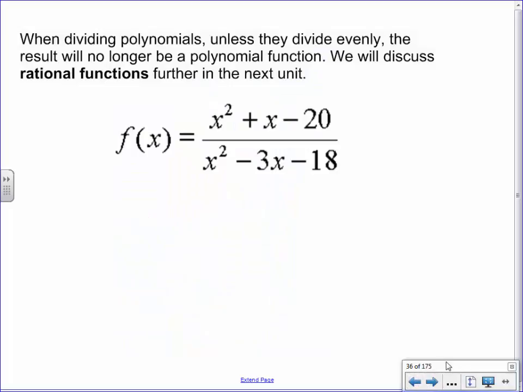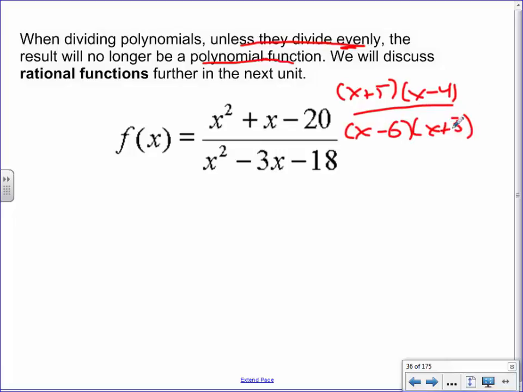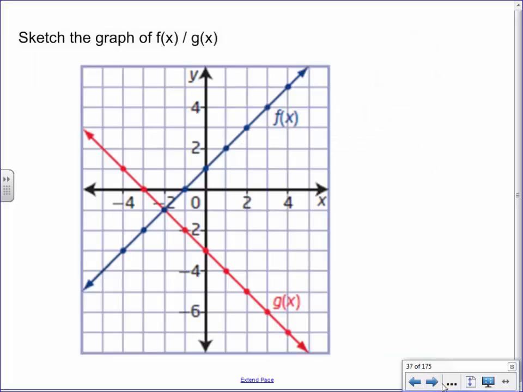Okay, here's a slide just kind of talking about when dividing polynomials, unless they divide evenly, it won't be a polynomial. So like say take this one right here. I can try to factor this guy. This would be x plus 5, x minus 4, x minus 6, x plus 3. Is this going to be useful to us in the polynomial section? No, because it didn't actually cancel. Does that make sense? So we'll get to it though. So this is next year.